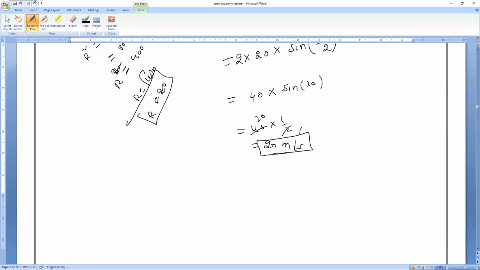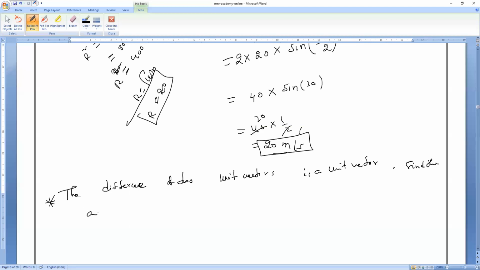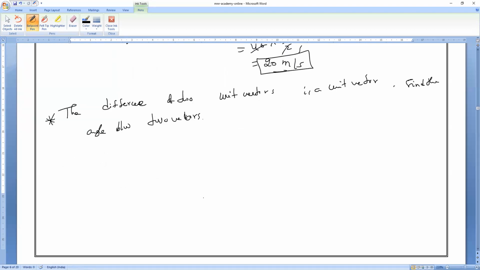Next. Solve this question. The difference of two unit vectors is a unit vector. The difference of two unit vectors is a what? Again a unit vector. So what is a unit vector? We all know. Magnitude is how much? I already taught you. Magnitude is 1. So find the angle between two vectors. That's all. So now they are saying, let me take two vectors.